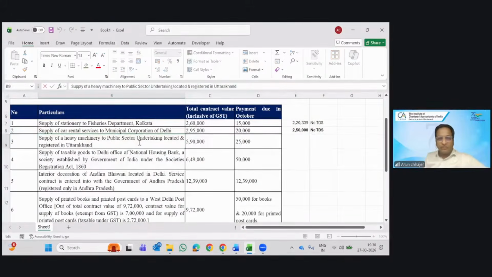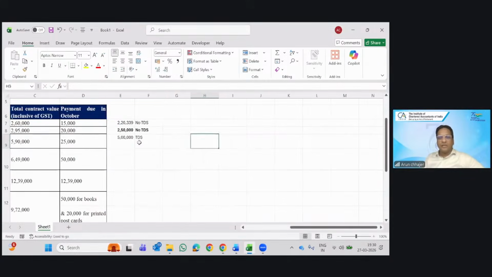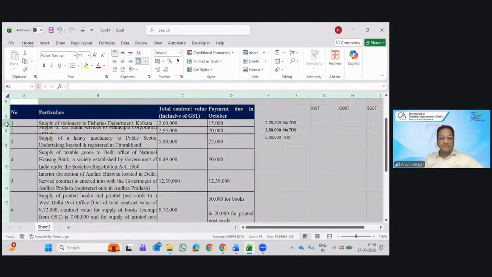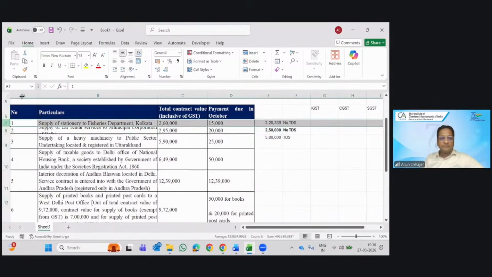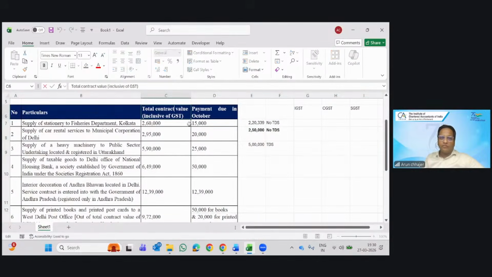Supply of heavy machinery to the PSU registered in Uttarakhand, 5,00,000 with 25,000 paid. Okay, let's calculate the value. It is 5 lakhs. So is TDS applicable? Yes, sir, TDS would be applicable. Now tell me, how much amount? First tell me how much amount. Will the TDS be on 5 lakh or will the TDS be on 25,000?